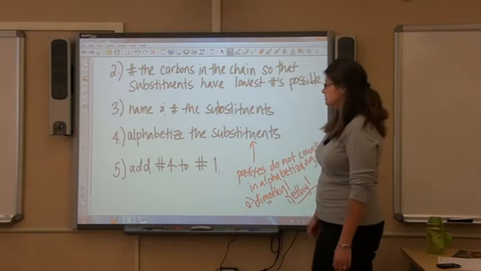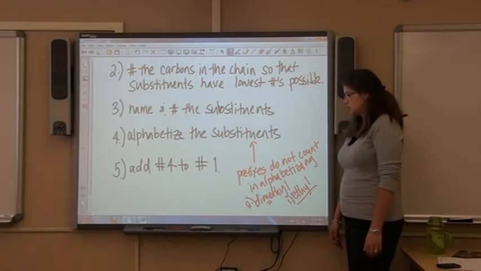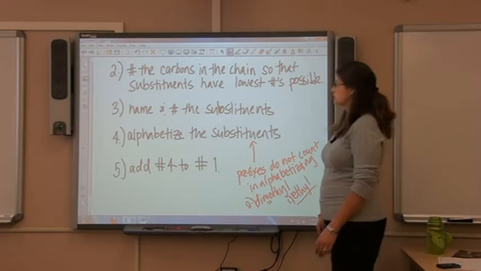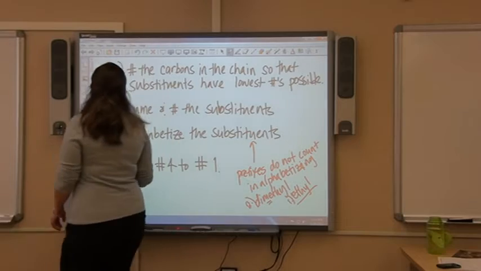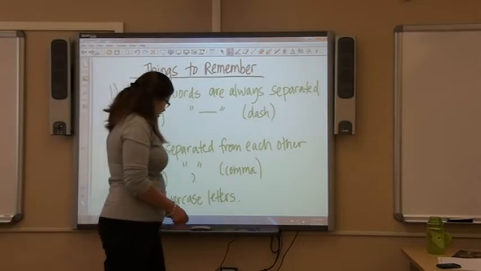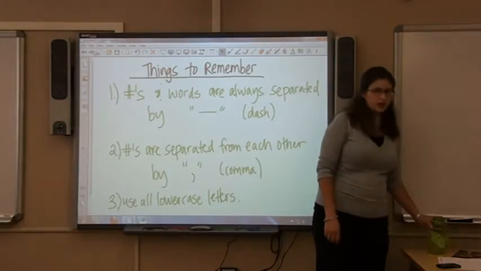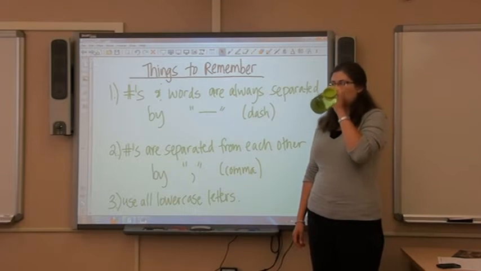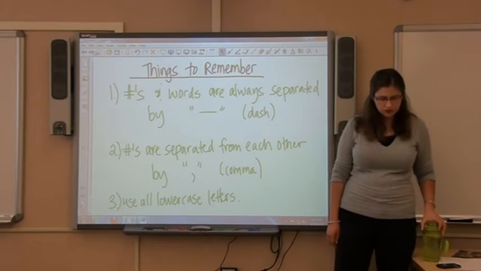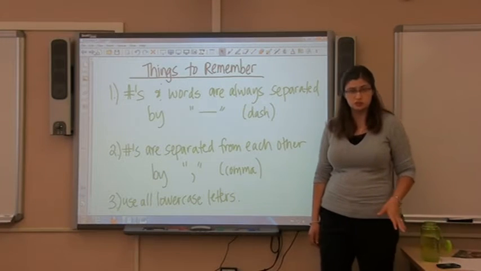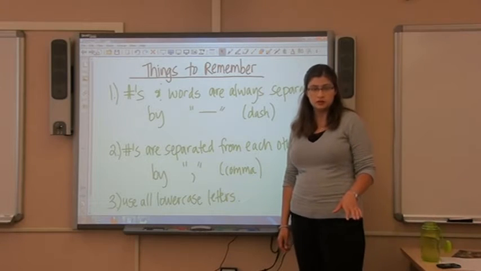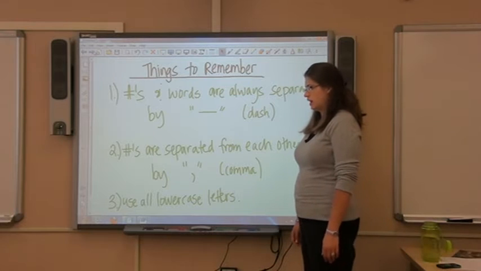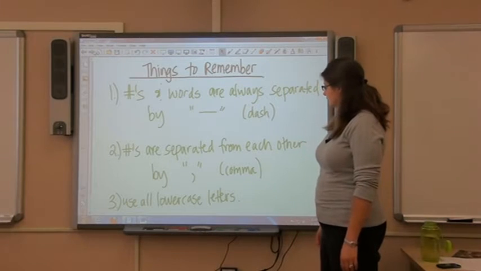And then step 5 is to put numbers 4 and 1 together. So you're going to add all of your substituents to your parent plus suffix. And then just a couple of things to keep in mind. All numbers and words are separated by dashes, and all numbers are separated from each other by commas. We are going to be using all lowercase letters. Nothing should be capitalized, not even the first letter of the words, unless you're using them in a sentence. But for our purpose, these are not proper nouns, therefore they are not capitalized.